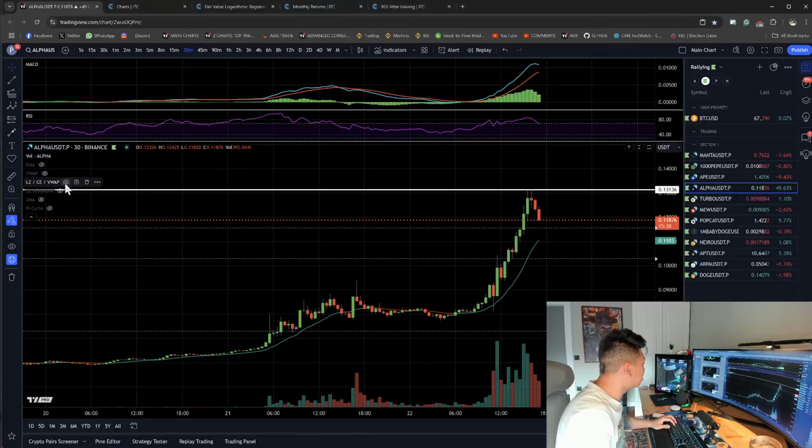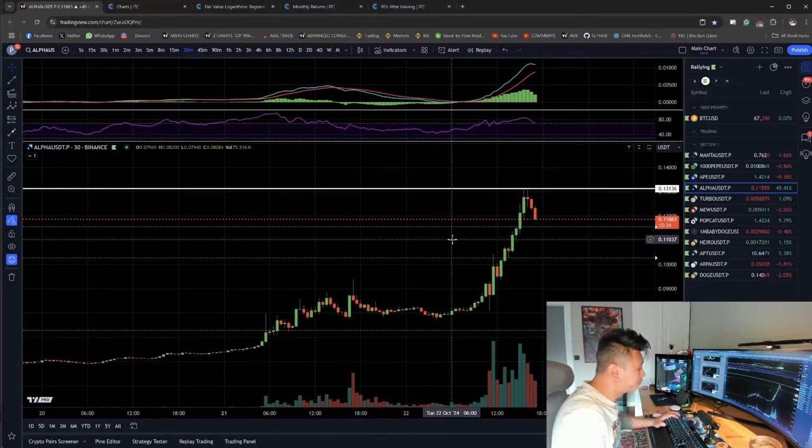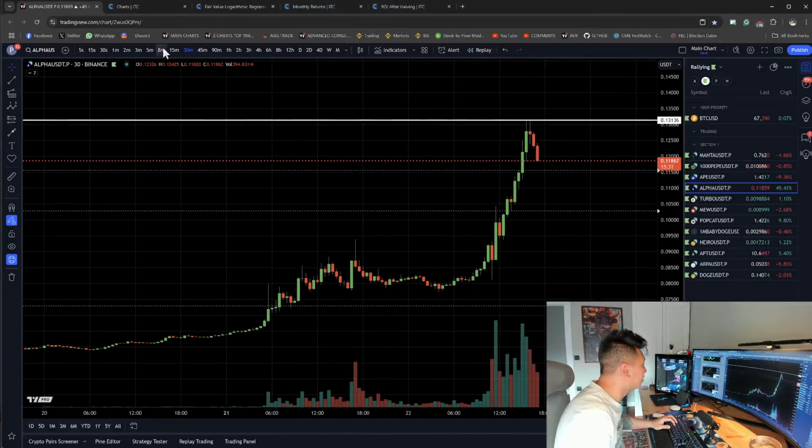So today I'm in a live trade. I'm trading a coin called Alpha. This coin has been kicking everybody's butt because it did something called an extended fifth wave.